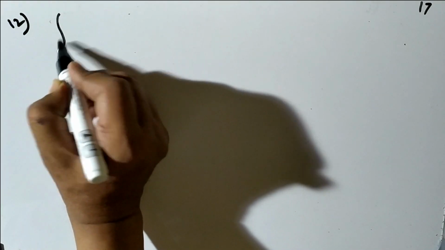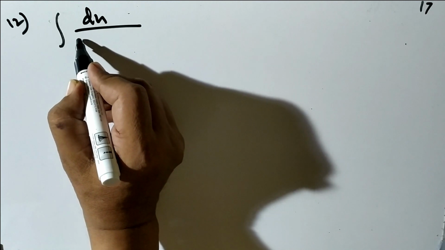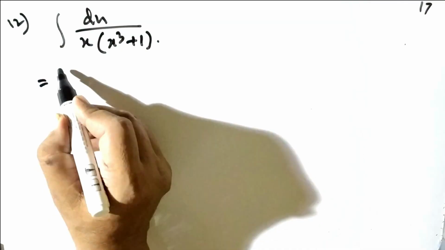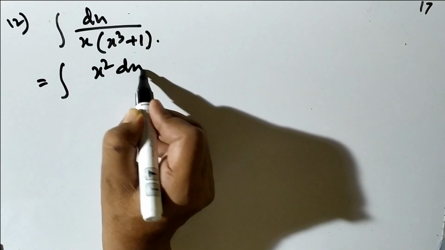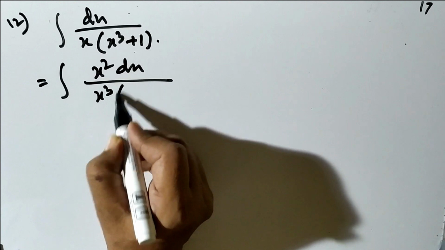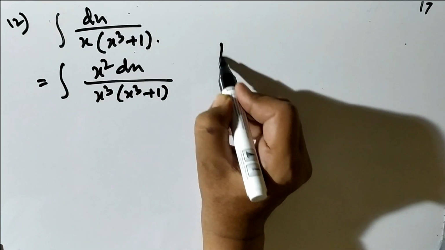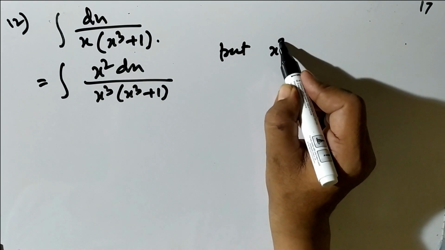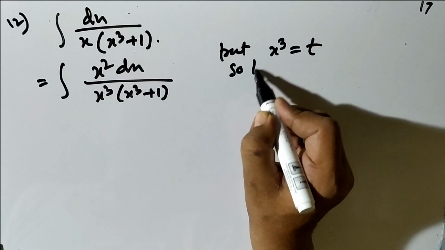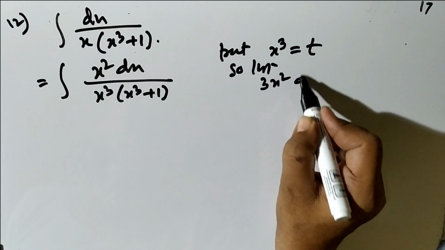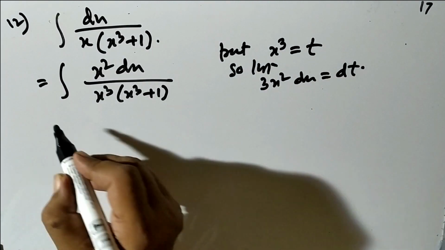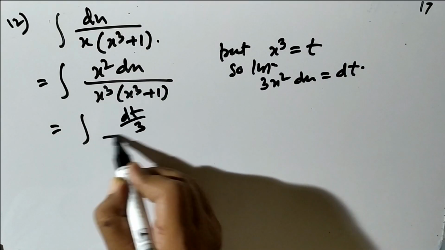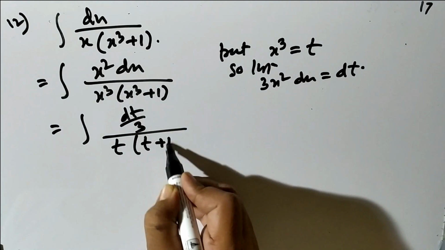Evaluate integration of dx by x cube plus 1. This is equal to x square dx by x square into x cube plus 1. Put x cube equal to t, so that 3x square dx equal to dt. That means x square dx equal to dt by 3. x cube is t plus 1.